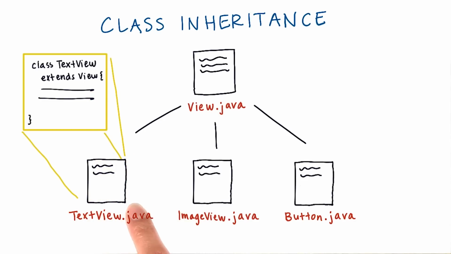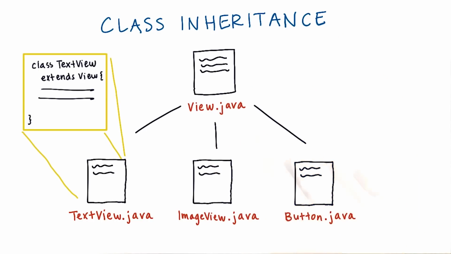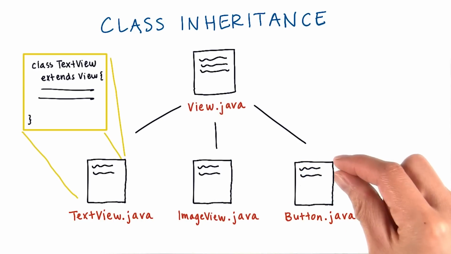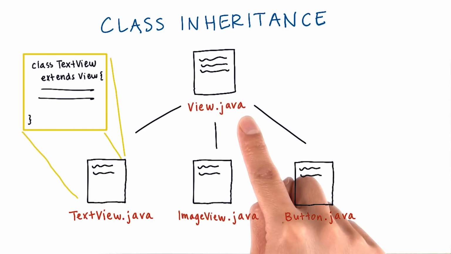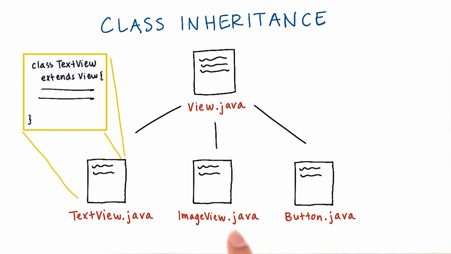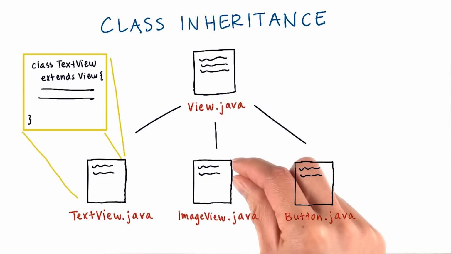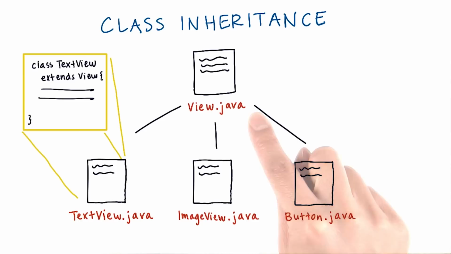Then we won't have to have as much code in the TextView class because part of the functionality is already written in the view class. The same would apply for the image view and button classes. We don't have to write as much code. In these files, we only have to write about what's different about the image view compared to the view class. I think of this as specifying a delta. So the image view class only has to specify what's different about the image view compared to the view class.